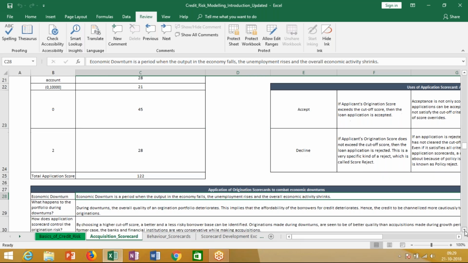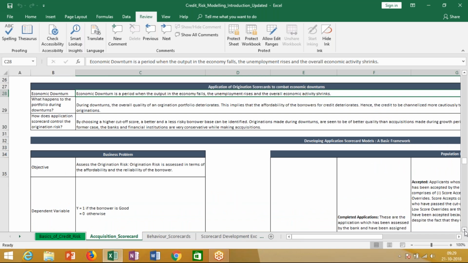Okay. So now let's talk about application or origination scorecards to combat economic downturns. One very important part where application or origination scorecards are used is to combat economic downturns. These application scorecards can be used to detoxify the portfolio during economic downturns.